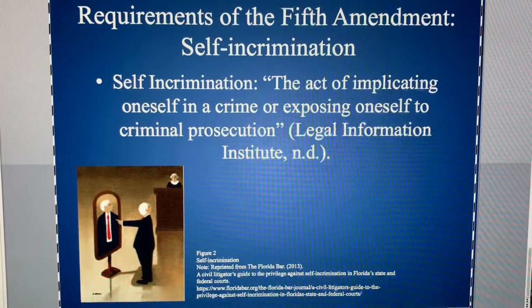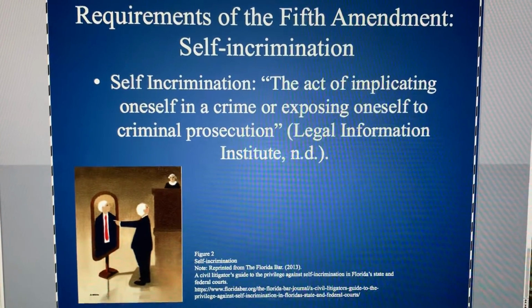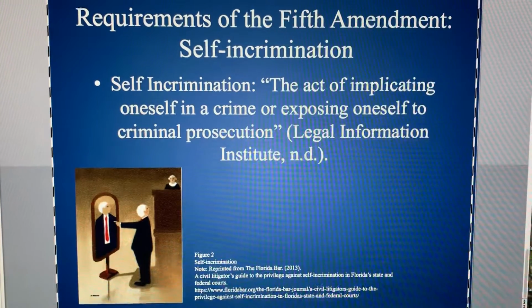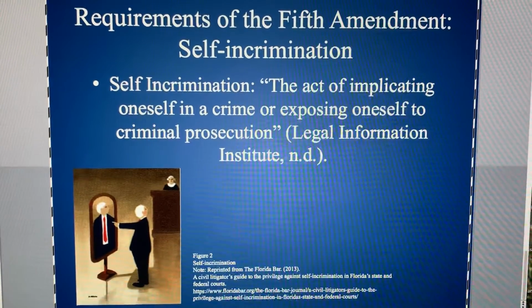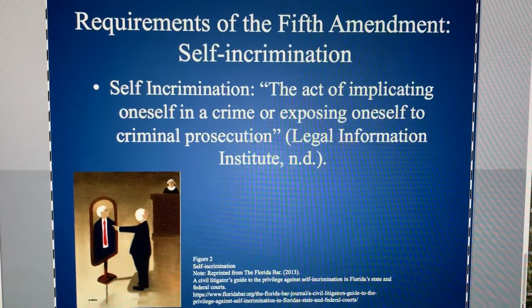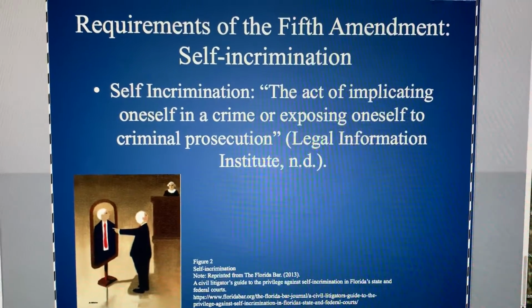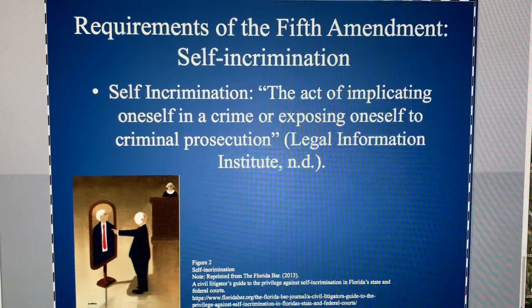In the Supreme Court case of Griffin v. California, the Supreme Court held that at trial, if the accused invokes his Fifth Amendment right not to self-incriminate, neither the prosecution nor the judge may tell the jury that silence is evidence that the defendant is making an admission of guilt. Source: Legal Information Institute, no date.